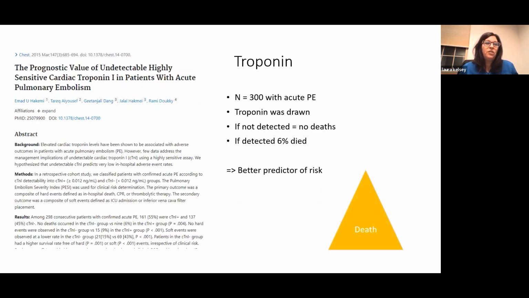Another study was published in 2015 that said, well, what about troponin? Maybe that's a predictor of this. They looked at 300 patients with PE and drew troponins, and they found that if troponin was not detected or elevated, none of those patients died. And if detected, 6% died. And so maybe this is a better predictor of risk.